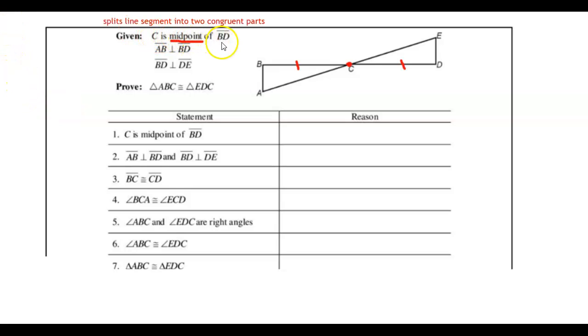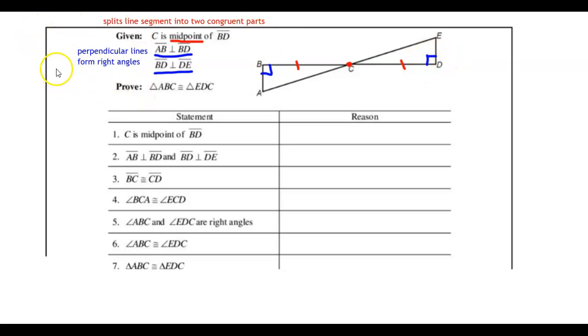You know that C is the midpoint of BD. That means it splits the line segment into two congruent parts. So here's from B to D. CD and BC are now congruent to each other because they're cut in half by a midpoint. So these statements: AB and BD are perpendicular, BD and DE are perpendicular. Remember that perpendicular lines form right angles, so I'm able to see that in between line BD and line AB, where they intersect, that's going to be a right angle. And then BD, the horizontal line, and DE, the vertical line. There's your right angle right there.